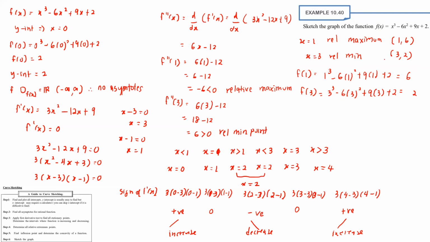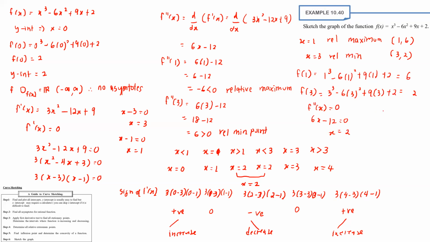Next, what should you do? You have to find the inflection point, where f double prime x equals 0. So what is f double prime x? 6x minus 12 equals 0, so x equals 2, right? So this one is the inflection point.